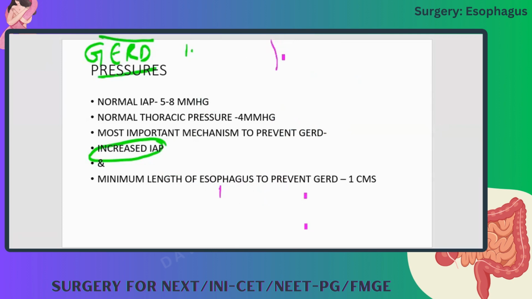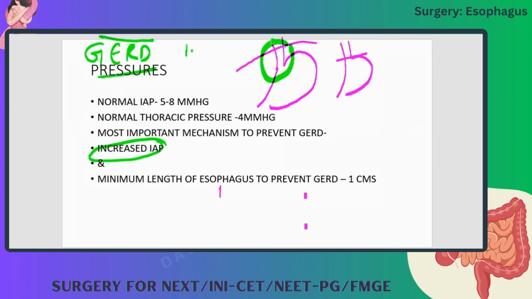Suppose, see, this is the diaphragm, esophagus, and angle of His. What is the difference between these two? The angle is not prominent in the second figure. What happened to the angle? It got disturbed. Why is it so? Because of the length of the intra-abdominal esophagus.